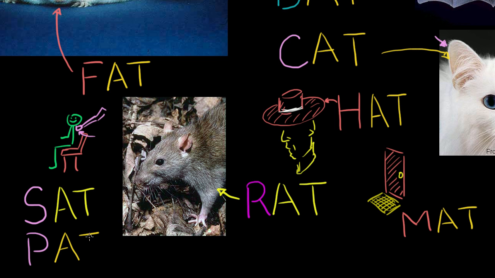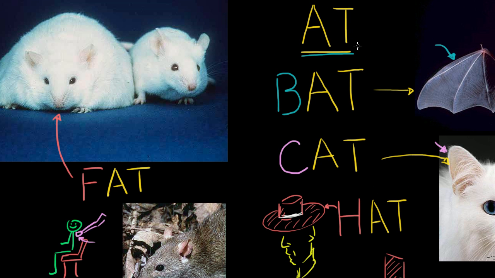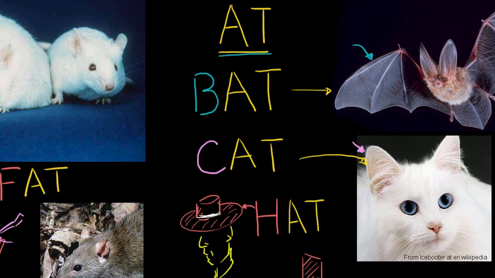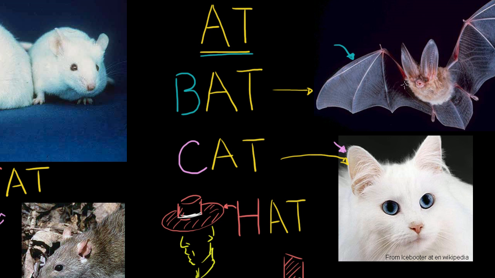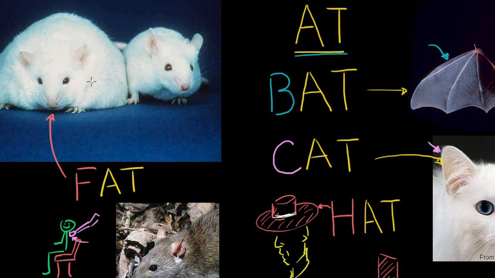At. So let's review all of these at words. I don't know if I got them all, but I tried to do my best. First of all, at itself is an at word. At. And then this animal right over here, this creature, we call this a bat. At. Bat. This cute and fluffy thing is a cat. It's a white cat. At. This over here is a hat. It's an orange hat. At. Hat. This mouse, this cute and fluffy mouse, is fat.